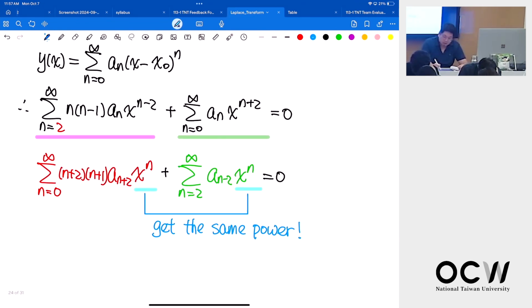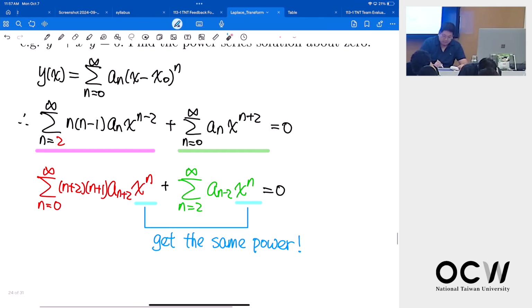So next step, I have the same power. I can combine this summation. But my summation is a little bit different. This is from 0 to infinity. Here is from 2 to infinity. So I also need to rearrange that. Since the summation is from 2 to infinity, I also want this summation from 2 to infinity. Then I have 2 terms extra when n equals 0 and n equals 1.